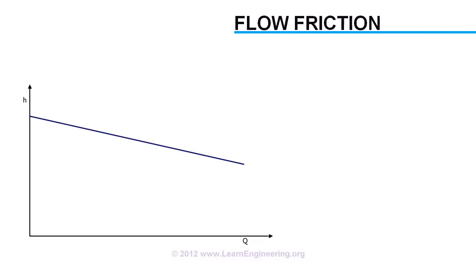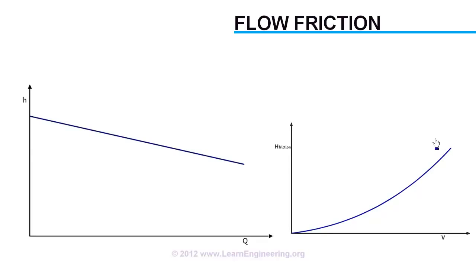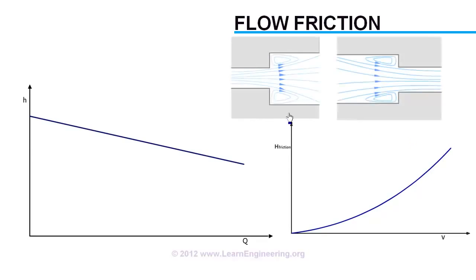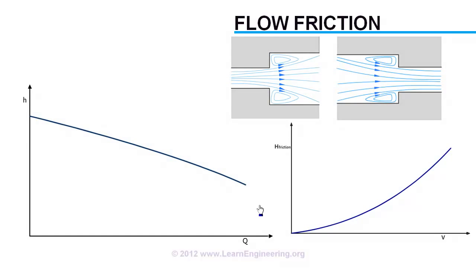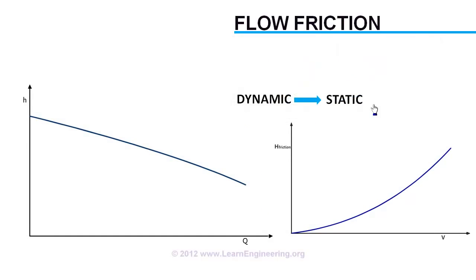One of the main energy losses is due to the effect of friction in the flow. This loss increases quadratically with velocity. A similar loss occurs when there is sudden expansion or contraction. The magnitude of this is also proportional to velocity square. So, the head curve will come down like this. This is the reason why we always try to transform the dynamic part of fluid energy to static part in a centrifugal pump.